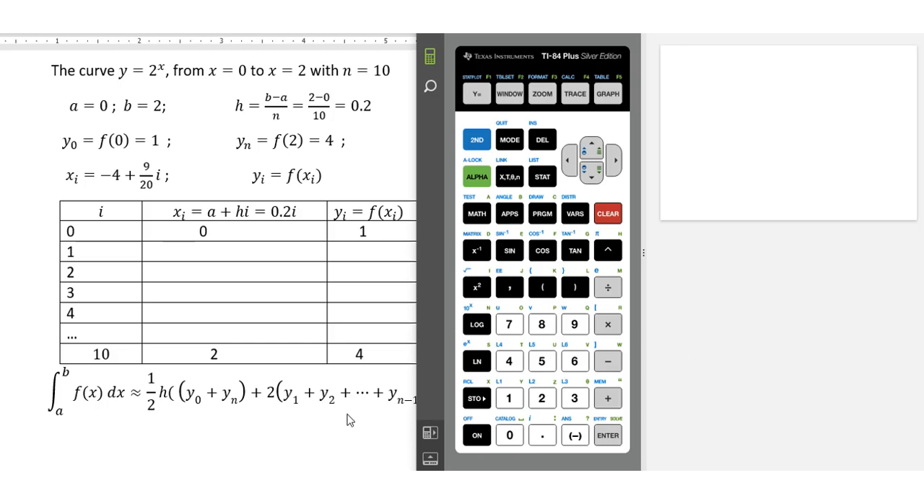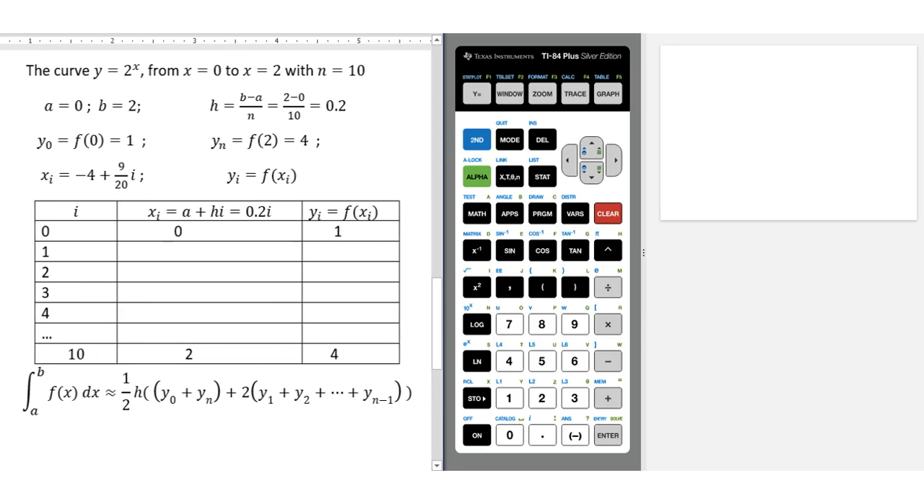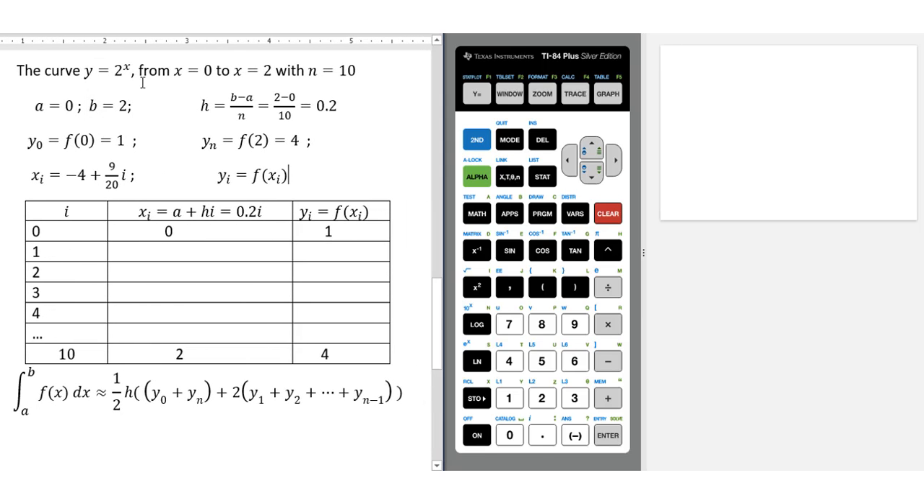Let's try one more example here. We have this curve 2 to the x power from x equals 0 to x equals 2 with n equals 10. Therefore, we know a equals 0, b equals 2, and h equals (b minus a) over n, which gives you 0.2. So you figure out y sub 0 equals f of 0 equals 1. y sub 10 equals f of 2 equals 4.